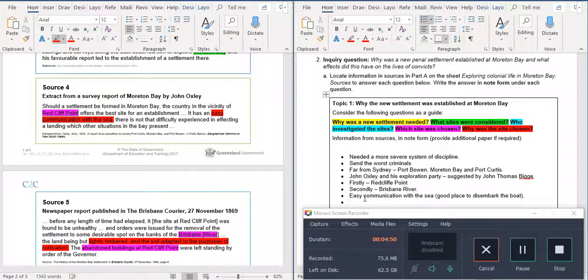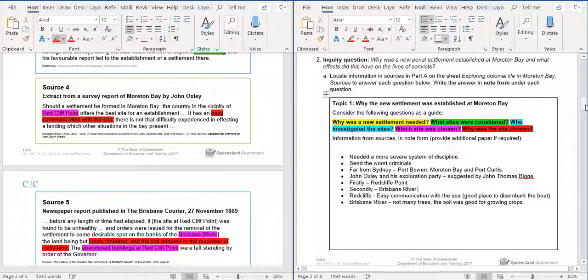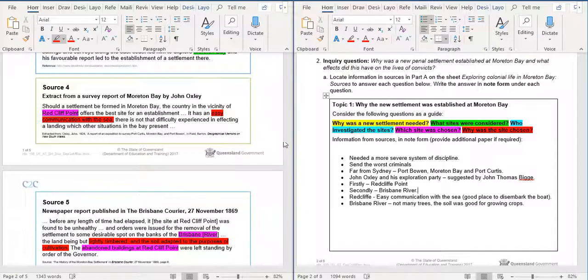All right, we'll put this here firstly because that was Redcliffe. Actually, I'll just write Redcliffe here so we know what I'm talking about. Redcliffe had easy communication with the sea, and the Brisbane River was chosen because there were not many trees. The soil was good for growing crops, because that's what soil adapted to the purpose of cultivation means. It was good soil for growing crops. So those are the ways that we can write notes from our highlighting.